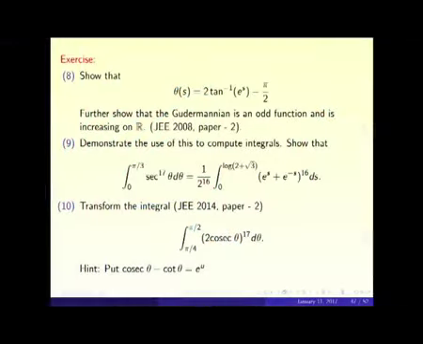So here are some exercises on the Gudermanian. Show that theta of s is 2 tan inverse of e to the power s, minus pi by 2. And show that the Gudermanian is an odd function and is an increasing function. As far as this problem is concerned, there is very little for you to do. Differentiate theta of s. You straight away differentiate the 2 tan inverse term, that is 2 upon 1 plus e to the power 2s, into e to the power s. That's evidently positive, and so it's an increasing function.